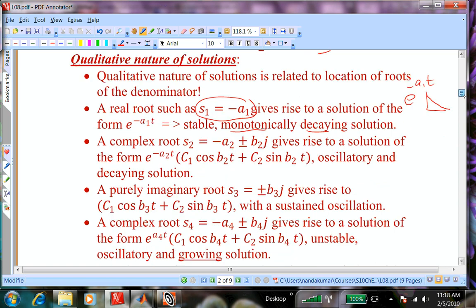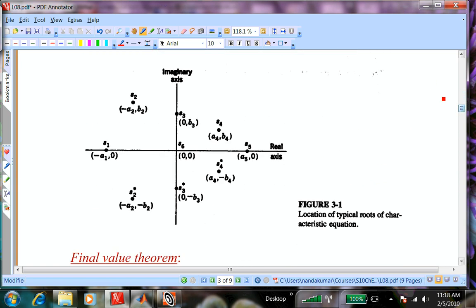What I'm going to show you is a graph where I plot the possible locations for eigenvalues. Eigenvalues can be complex because these are roots, and roots can be complex. The first case is a real negative root, which means it is on the real axis with no imaginary part. Anywhere on this line, the solution is always a monotonic decay, starting with some initial condition. The solution is e to the power minus a1t.